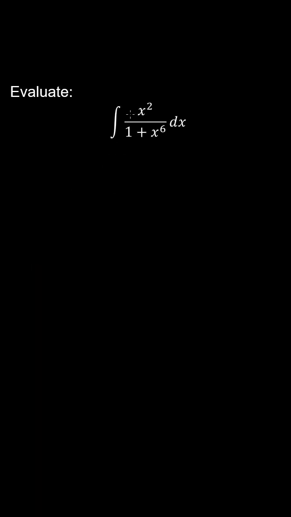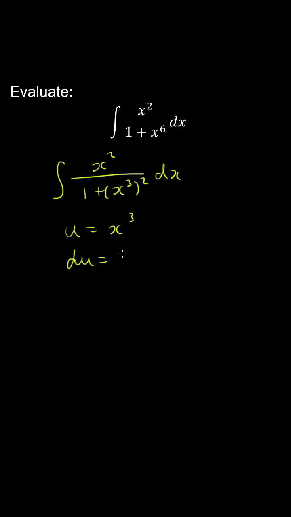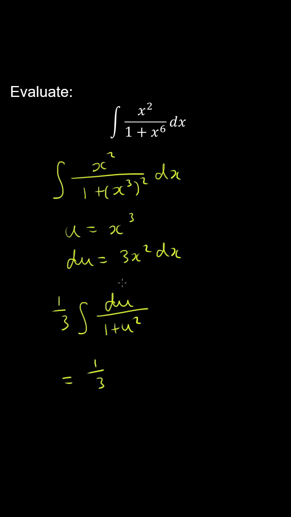Let's evaluate this integral. So we can write this as the integral of x squared over 1 plus x cubed all squared. And now we can set u equal to x cubed, then du is 3x squared dx. And now we can write this integral as 1/3 du over 1 plus u squared. And that's equal to 1/3, and you may recognize this as arctan u. And u is equal to x cubed plus the constant of integration.